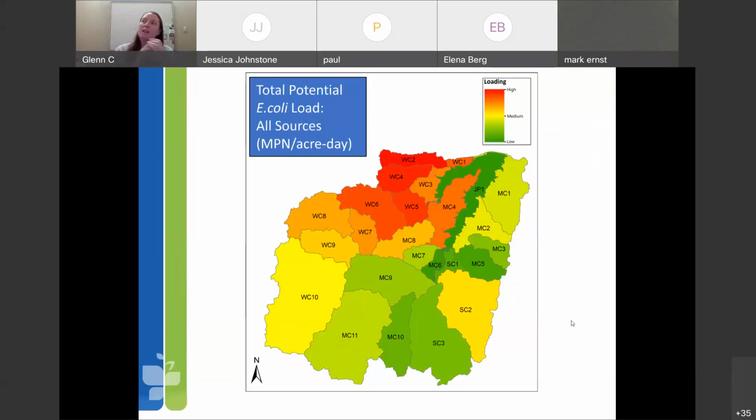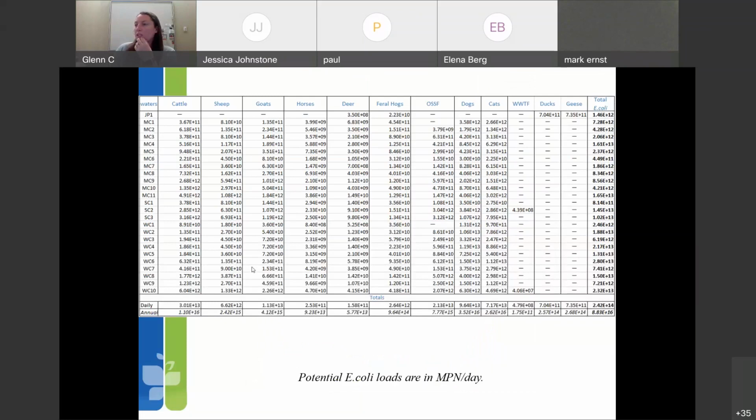And so when you combine everything and you look at your total potential E. coli loadings, we found that the highest priority watersheds in red are going to be north in the Walnut Creek, in the Joe Pool Lake watershed in the Walnut Creek area. And so this is summarized for you guys to review later.